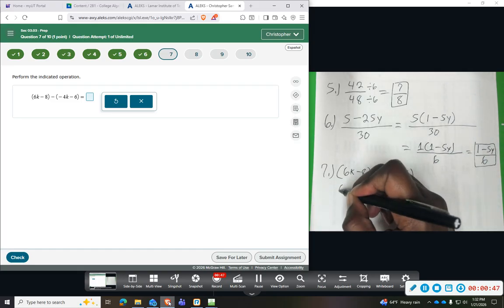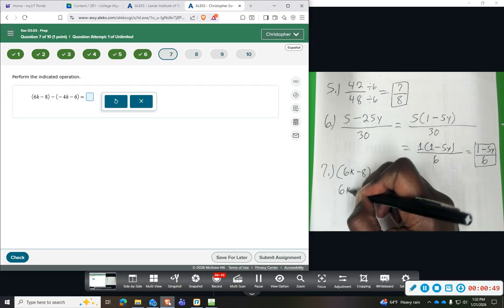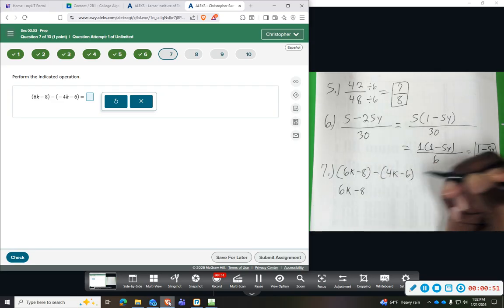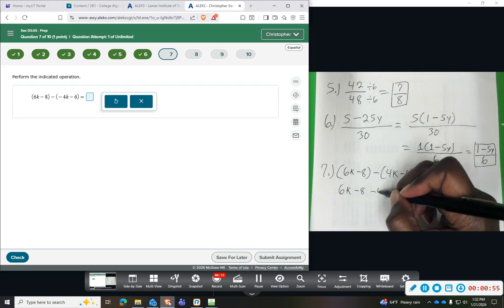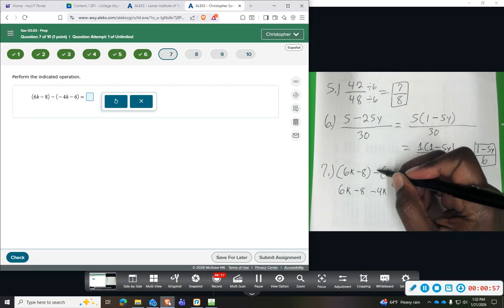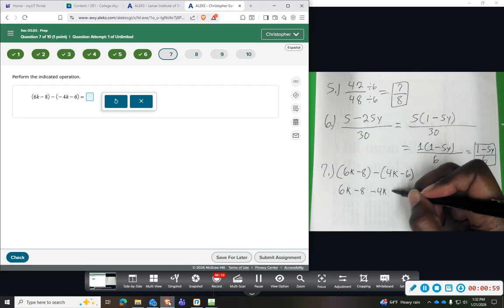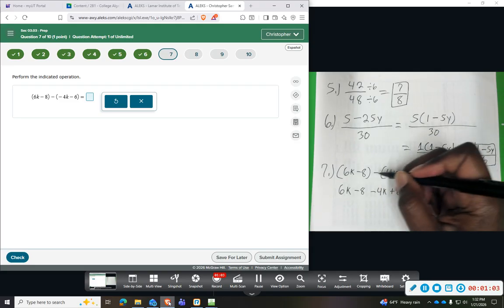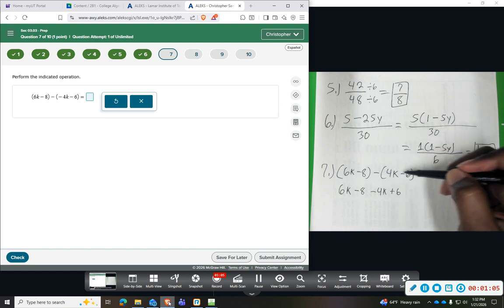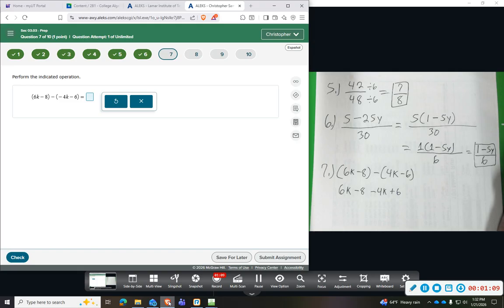So we'll bring down 6k minus 8, and then this will become a negative 4k, and then negative times a negative 6 will become a positive 6. Very important that you understand you need to distribute that negative. A lot of people make the mistake of just writing a minus 4k, leaving that negative, and then you end up getting it wrong. So be careful with that.